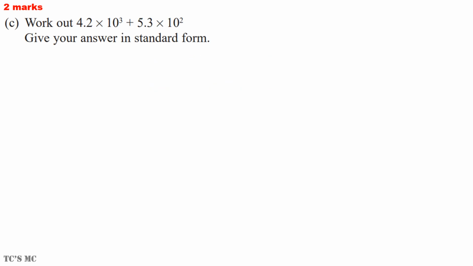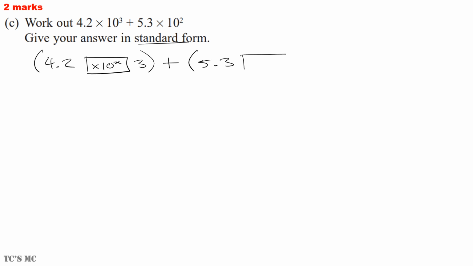Work out the following. Give your answer in standard form. To type this into our calculators, we need to use brackets, 4.2, and then the standard form button, which looks something like this, and then 3. Close the bracket, then press add, and then open a bracket, 5.3 as normal, and then the standard form button, and then 2, and then close the bracket. Your standard form button may look slightly different. Make sure you know how to use your calculator.